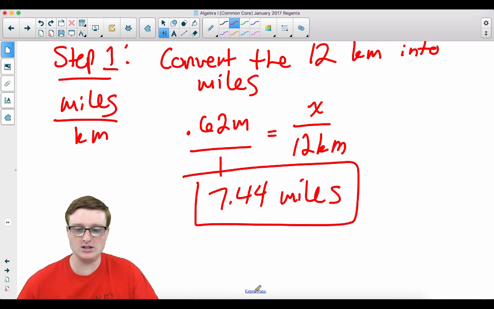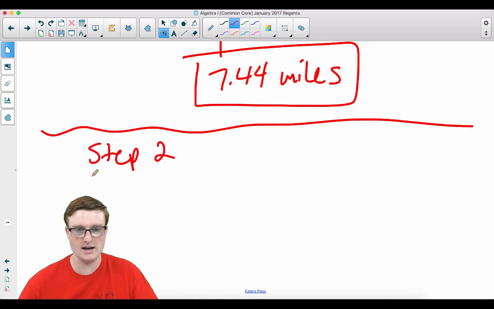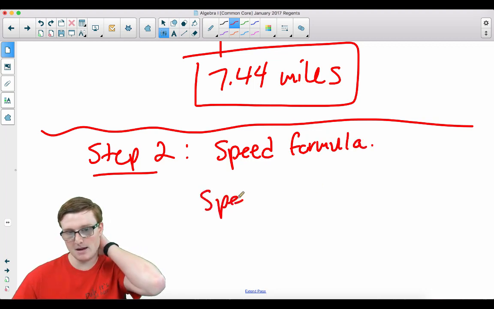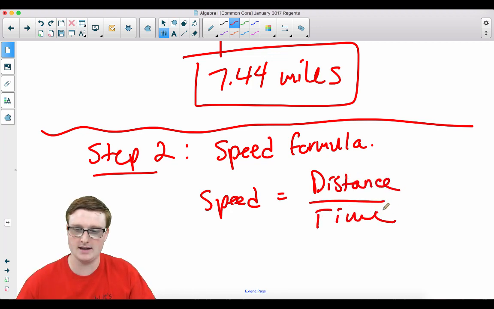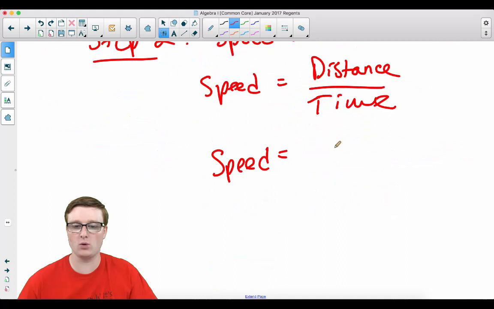Now, the next thing that we need to do is say, okay, step 2. We now need to use the speed formula to find the amount of hours. So speed, remember, is distance over time. Okay? Speed equals distance over time. So we have the distance. The distance is 7.44 miles.